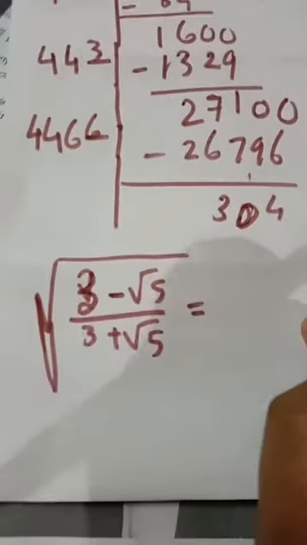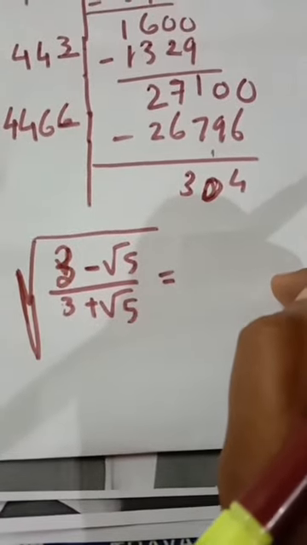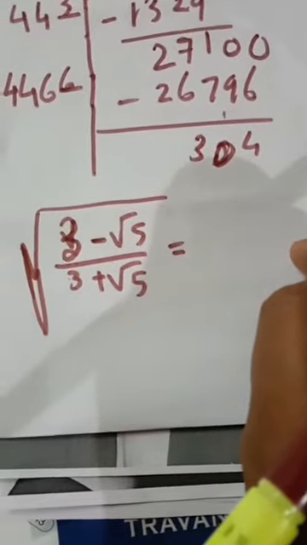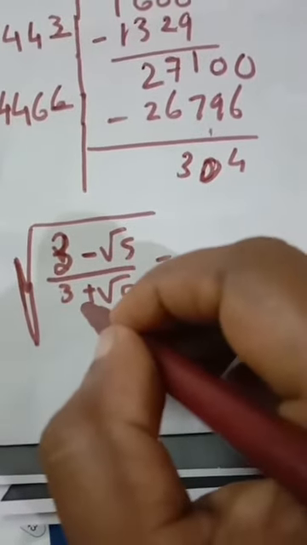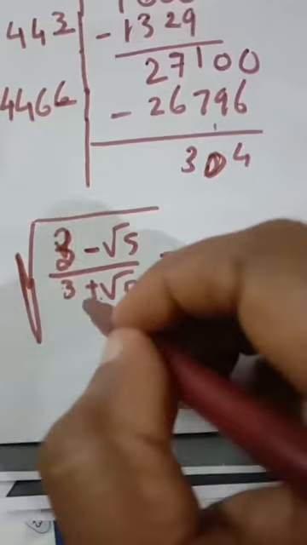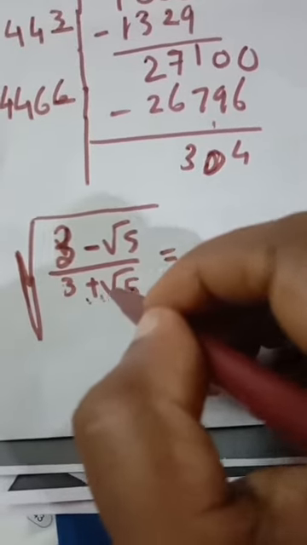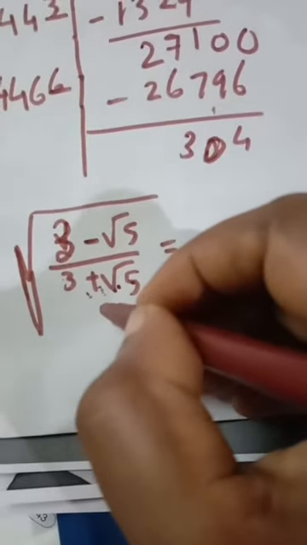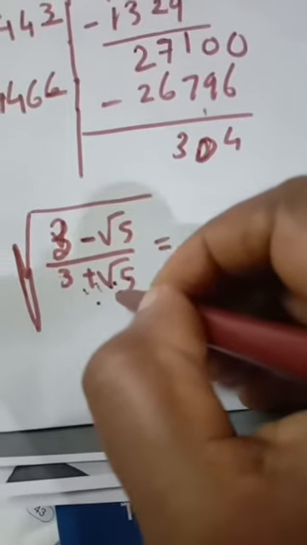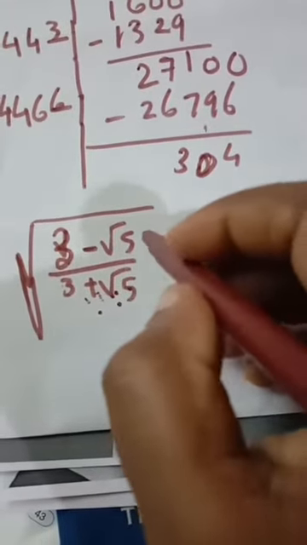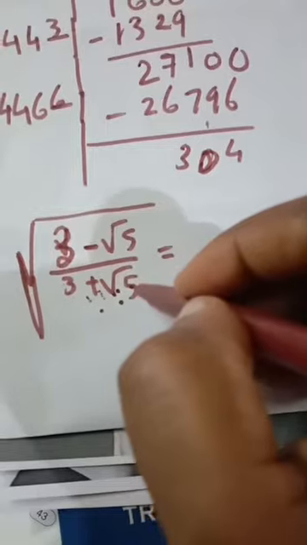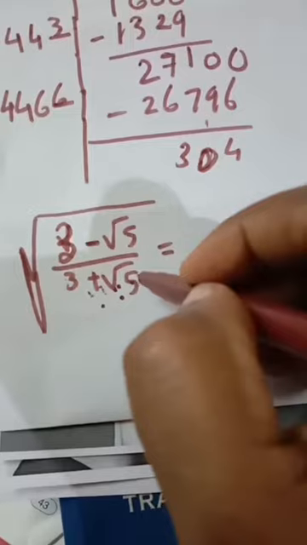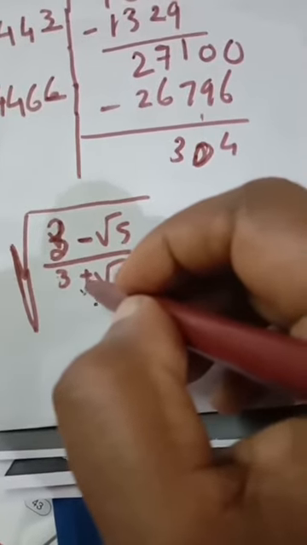Now we need to find the square root of (3 minus root 5) by (3 plus root 5). How to find it? Here 3 plus root 5 is the denominator. What is the additive inverse of plus root 5? Additive inverse of plus root 5 is minus root 5. So, multiply both numerator and denominator by 3 minus root 5, because we want to rationalize this 3 plus root 5.